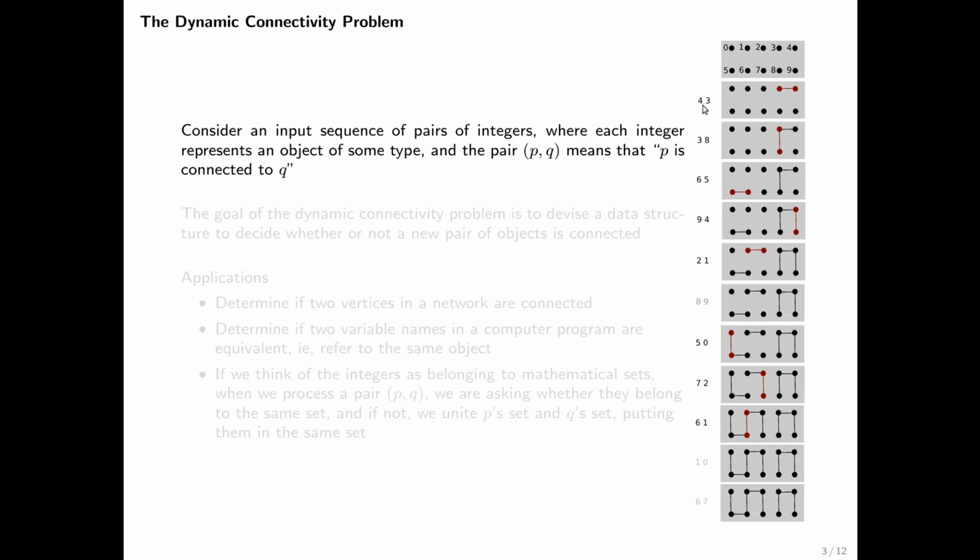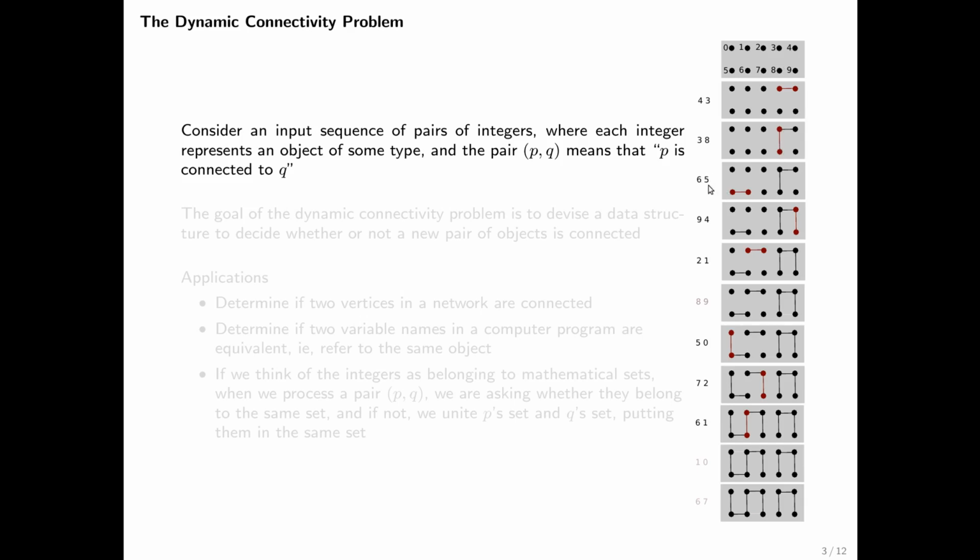Now the connection may be direct or indirect. So the first pair that we get is 4, 3. You need to first figure out if 4 is connected to 3 or not. And in this case, 4 and 3 are not connected. So you need to establish a link between 4 and 3, which is what you see here. And then comes the pair 3, 8. Here again, you check if 3 and 8 are connected or not. Well, they are not connected. So you establish a link.